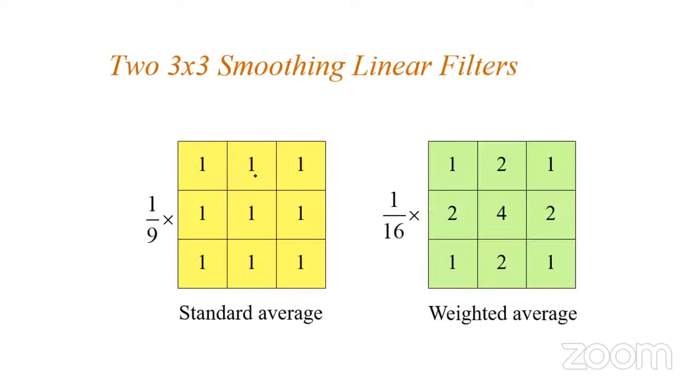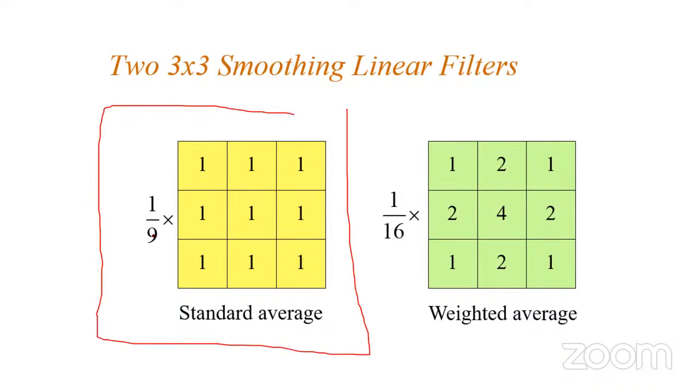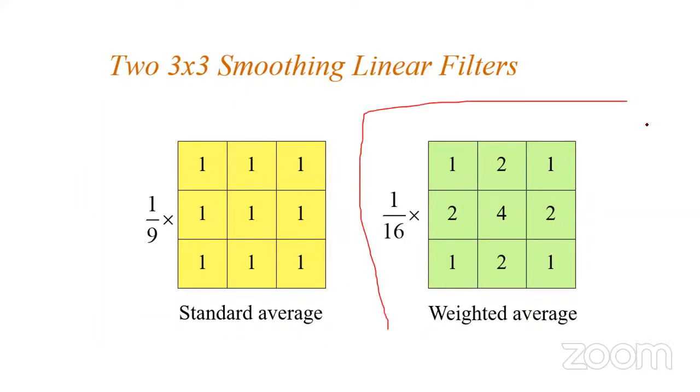So here, when you come to the linear filters for smoothing noise reduction, we can go for a standard average filter like this. So 1/9, all values are 1. This is called standard average linear filter. When you go for weighted average filter, we can go for this one. Weights are different here. All the weights equal to 1 we can call a box filter.